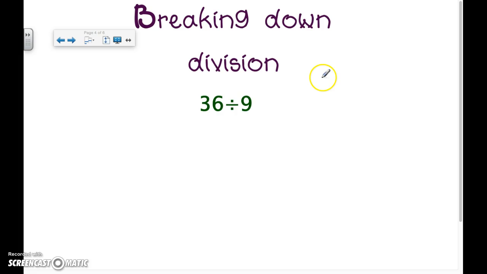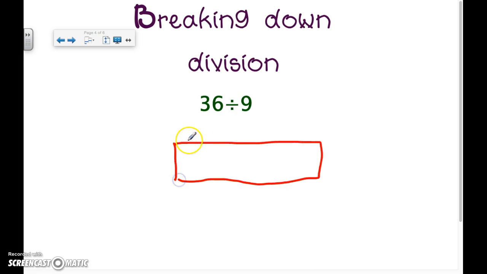36 divided by 9. So I'm going to do a strip diagram this time. So I made 9 boxes. 1, 2, 3, 4, 5, 6, 7, 8, 9. So now I need to take 36 and split it up into these 9 boxes. So I'm going to start off with 5. 5, 10, 15, 20, 25, 30, 35, 40, 45. Well, that went way over, so that will not work.